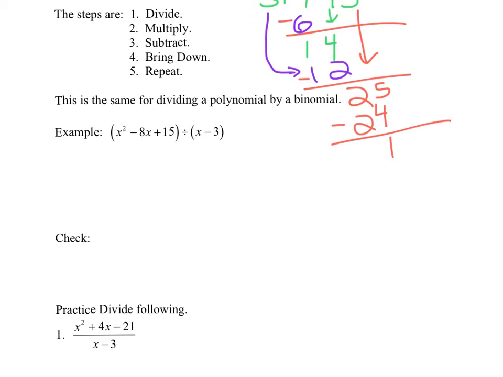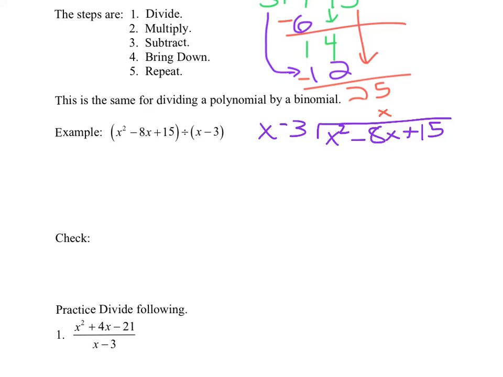I'm going to erase this bottom stuff just because it's going to be in my way. There we go. All right. So now I have x minus 3 on the outside, dividing it into x squared minus 8x plus 15. So, what does x need to become x squared? It needs an x, so I put an x on top for my answer.